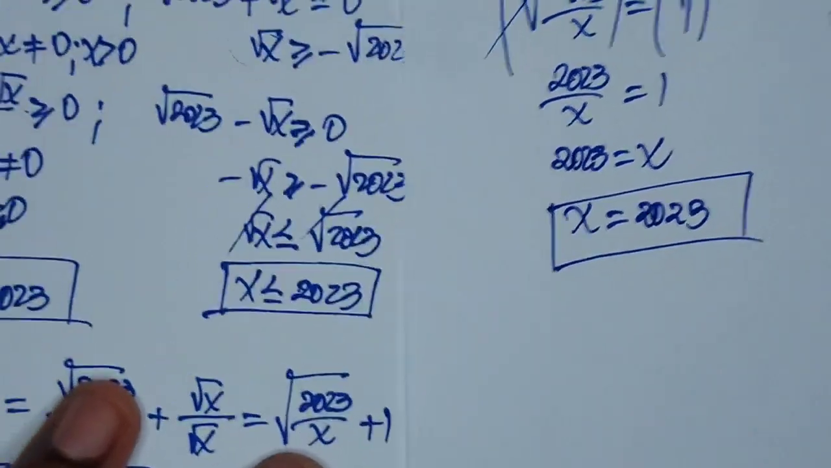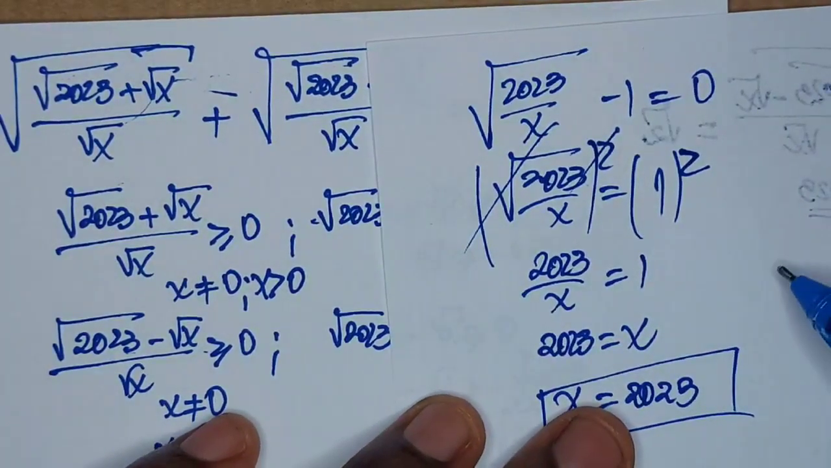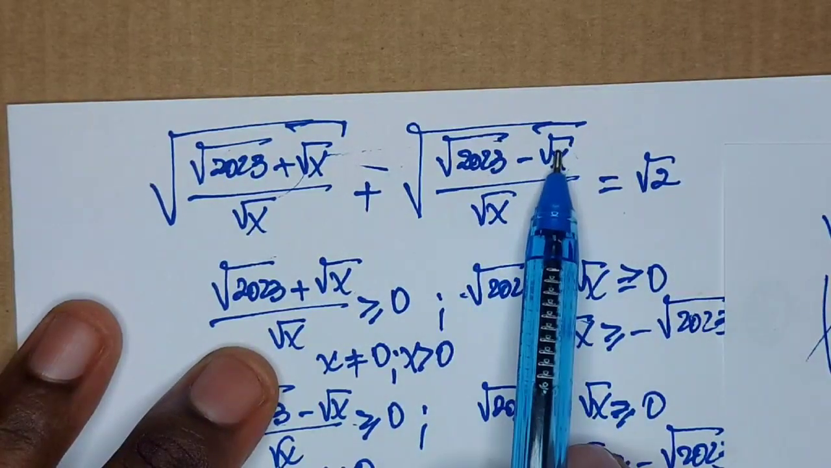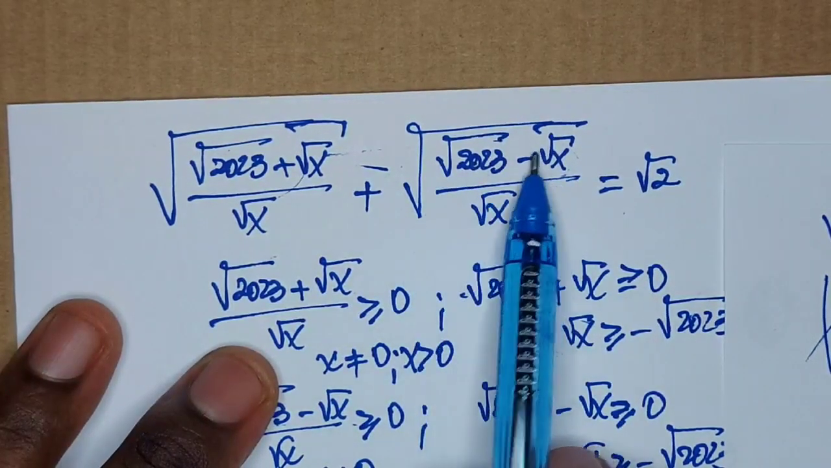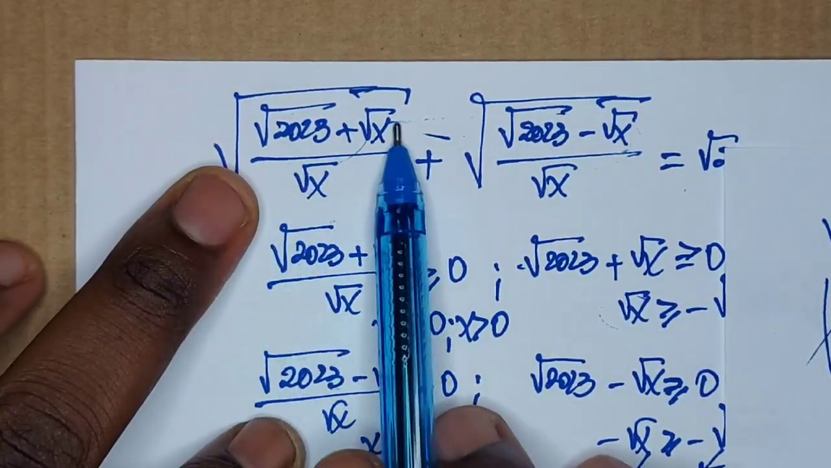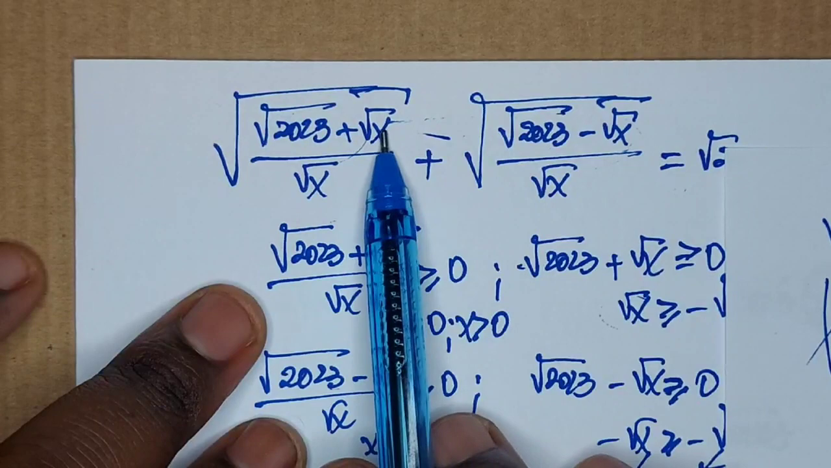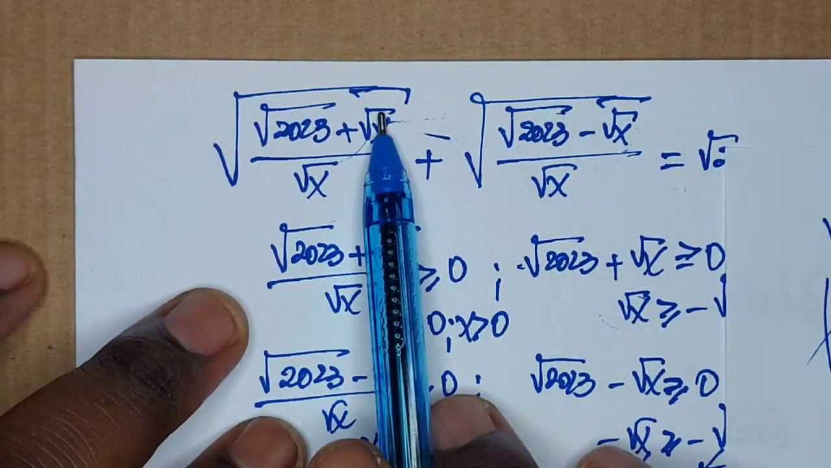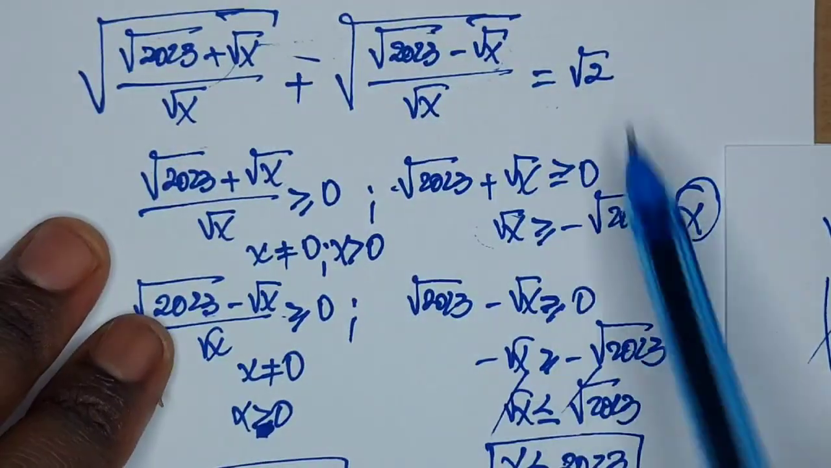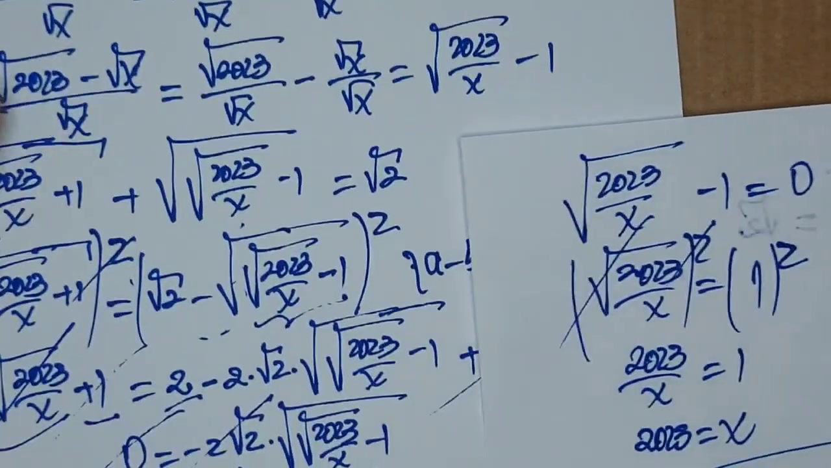Okay guys, so this is our solution for our problem. If you want, we can verify this very quickly. Just look at this. If I put 2023 in here, it would be 0 over square root of 2023, it's 0. But if I put 2023 here, it would be 2 square root of 2023 over square root of 2023. I will simplify and I will get only 2. So I will have square root of 2 equals square root of 2. You can verify this. So I'm going to end here for the video, not getting too long.